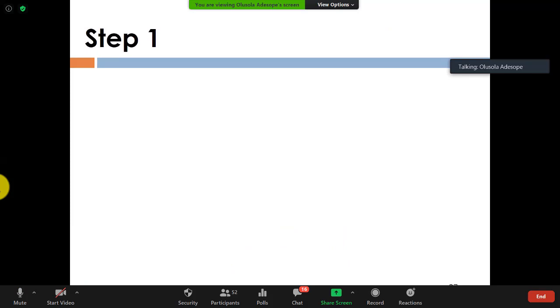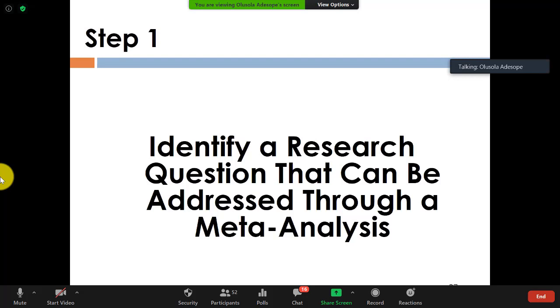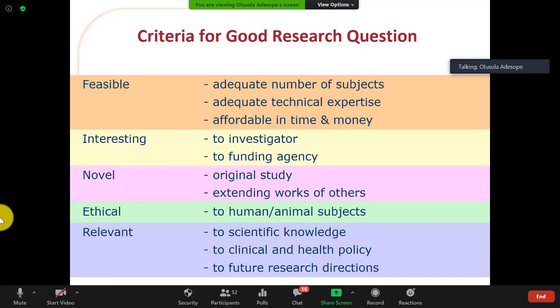So step one. We'll go through all these steps. I will go through some of them today, then the practical ones we do on Saturday by God's grace. You identify a research problem, a research question that can be addressed through the meta-analysis. Remember when I was with you back in April, I gave you this slide, criteria for a good research question. A good research question should be feasible, interesting, novel, ethical, relevant.